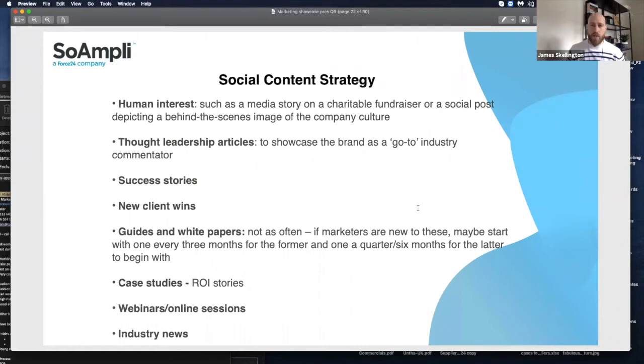To give you some interest here, and again, these slides will be made available to people, as social content strategies, there are multiple components here where people can be talking quite freely. For us as a business, this is how we break ours down. Human interest, thought leadership, success stories, new client wins, guides and white papers, which are often some things that can be recycled as well. So in actual fact, if we create a wonderful white paper as a business, that shouldn't just be going out once.